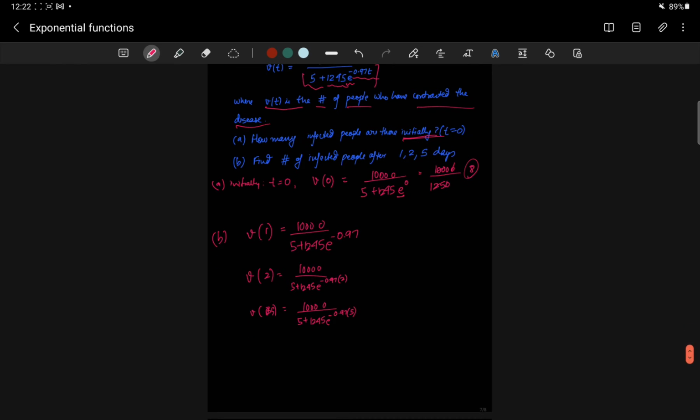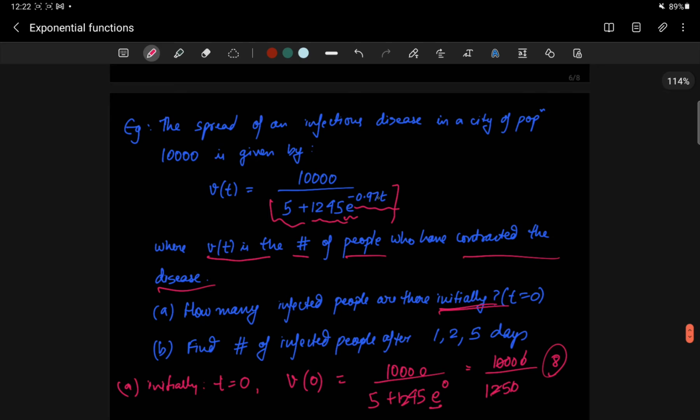You can find that horizontal asymptote by seeing what happens as t goes to infinity. As t goes to infinity, this becomes 0, so you're left with 2,000 people. So at max, you have 2,000 people who get infected.